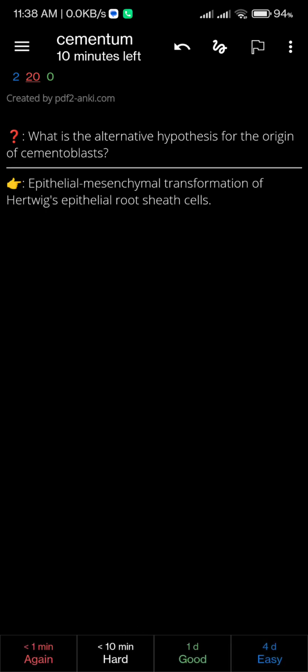What is the alternate hypothesis for origin? It is actually derived from epithelial mesenchymal cells of Hertwig's epithelial root sheath, by epithelial mesenchymal transformation of Hertwig's epithelial root sheath cells.